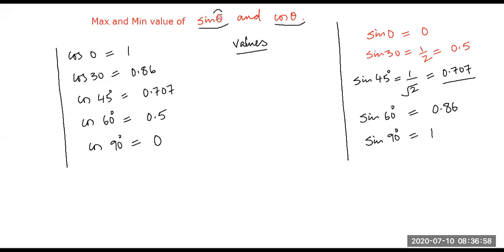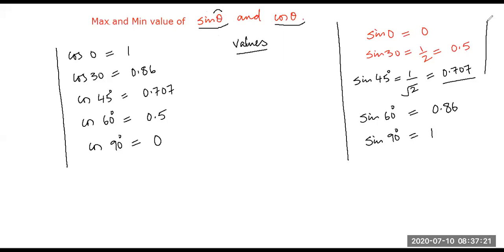But if we talk about a particular value of theta, then sine theta will have a particular value. For example, sine 0, when theta is 0, is 0. Sine 30 is 0.5. Sine 45 is 1 by root 2, 0.707. Sine 60 is 0.86. Sine 90 is 1.